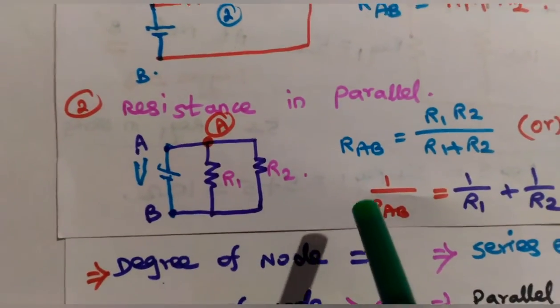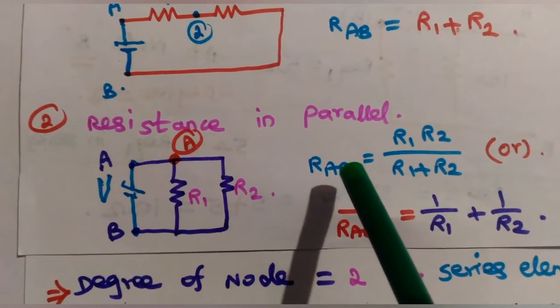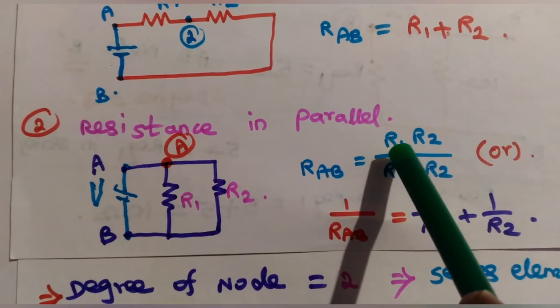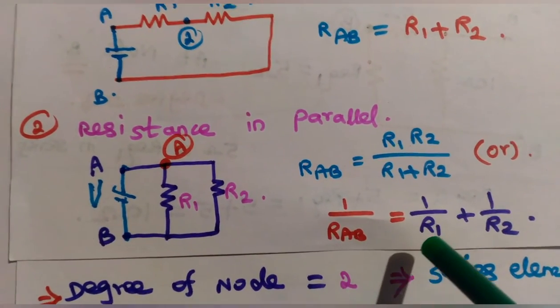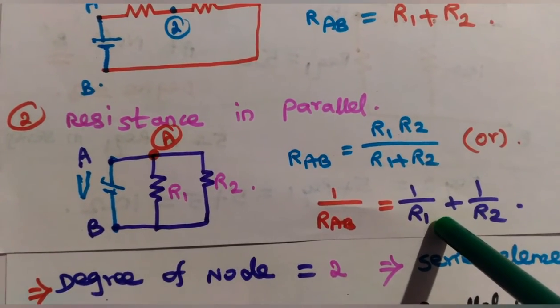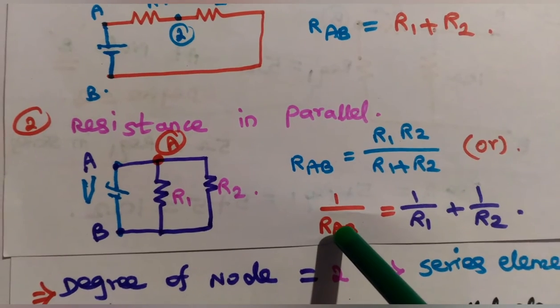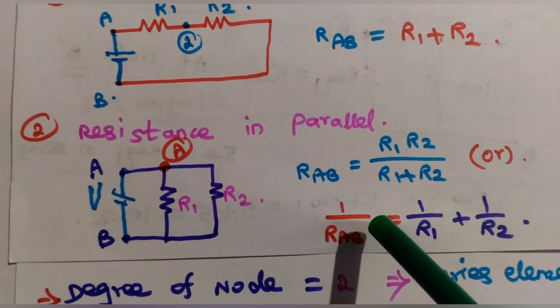Suppose the resistances are connected in parallel, that is, two resistances R1 and R2 are in parallel. The equivalent resistance formula is Rab is equal to R1 R2 divided by R1 plus R2, or 1 by Rab is equal to 1 by R1 plus 1 by R2. After reducing this value, we just take the inverse of that value so that we can get the equivalent resistance for the parallel combination of two resistances.